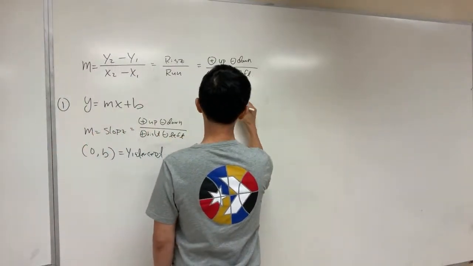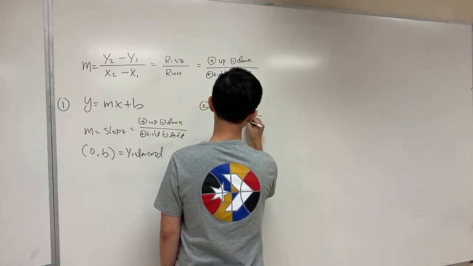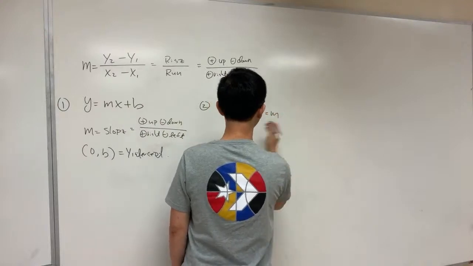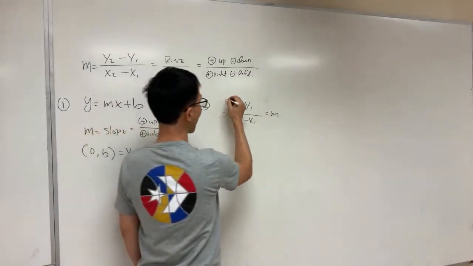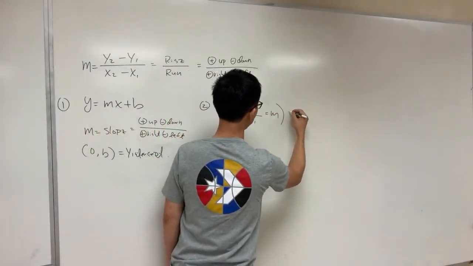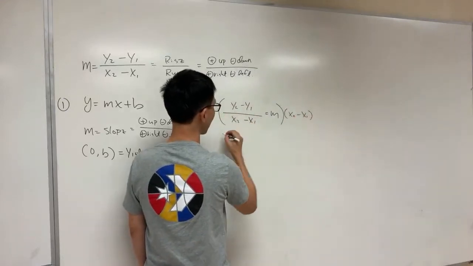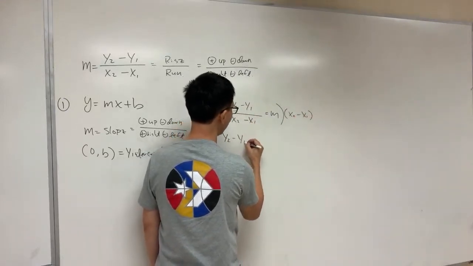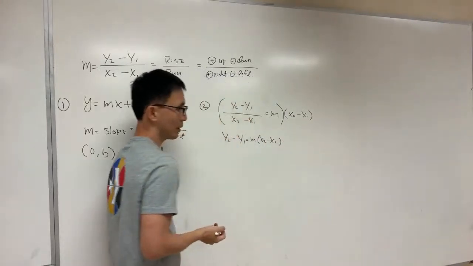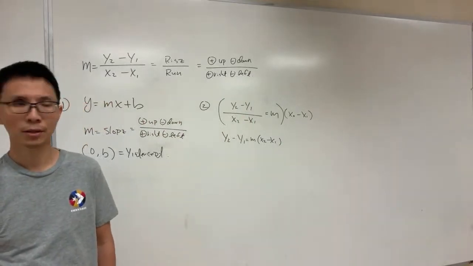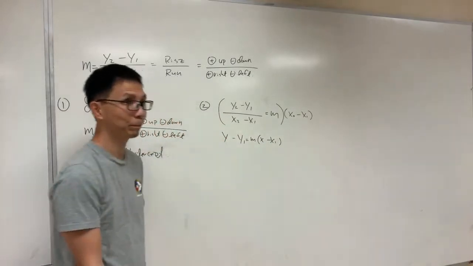Now I'm going to write it this way. (y2 minus y1) over (x2 minus x1) is equal to m. Notice I write this way for a reason. I don't like fractions, so I multiply both sides by x2 minus x1, and this one's going to cancel out. It's going to be y2 minus y1 equal to m times (x2 minus x1). Does that look familiar? It's the slope equation. You just have to erase the 2, then you're done: point slope form.